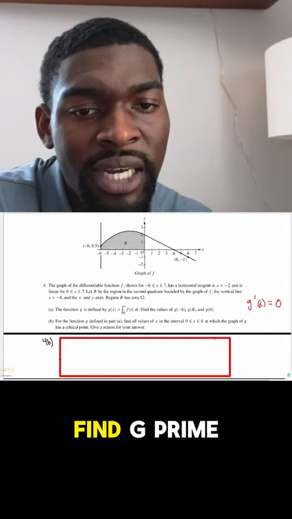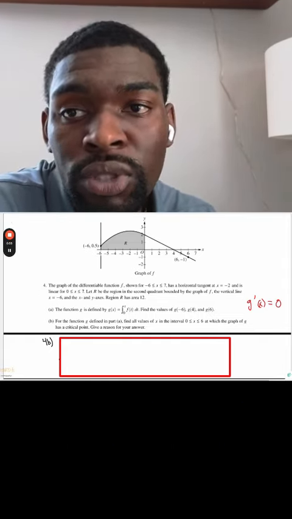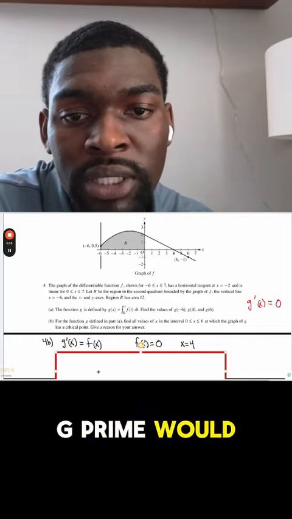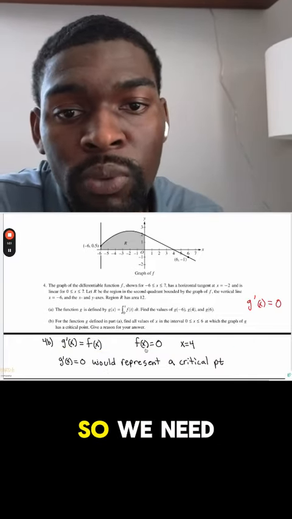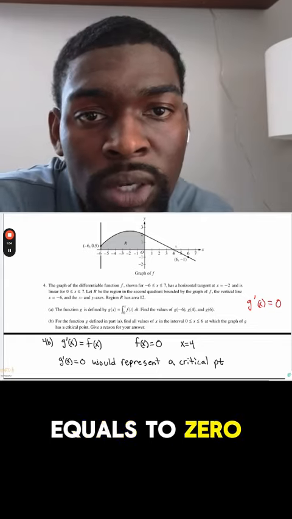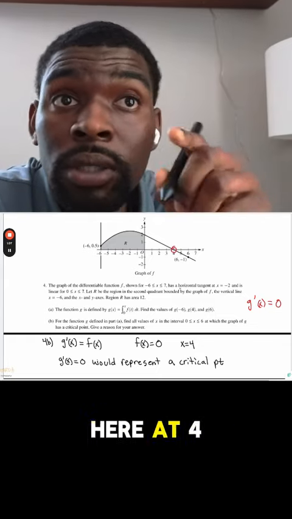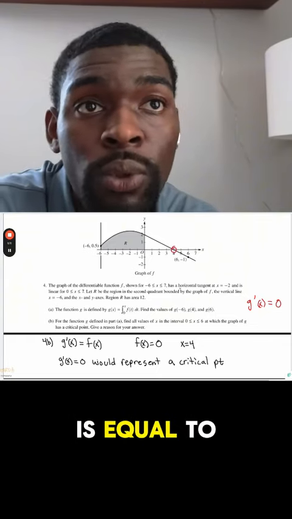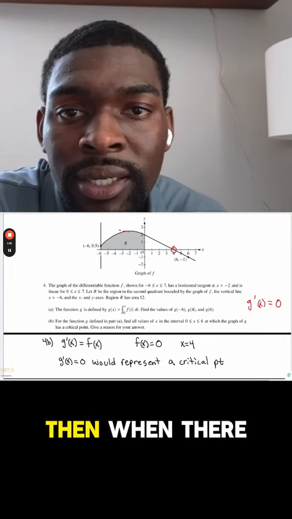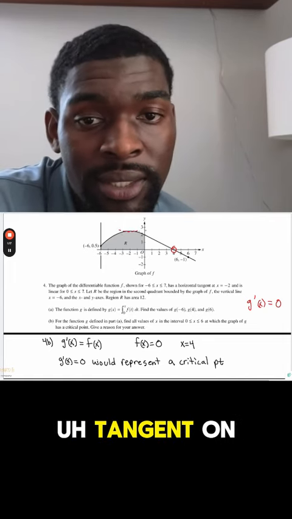But the question is, do you know how to find G prime? You should, because we will have to use the fundamental theorem of calculus part 2. So G prime would simply be equal to f of x. So we need to look on our graph and see when f of x is equal to 0, which would be here at 4. Now, think here that they're asking when f of x is equal to 0. That's a different question than when there's a horizontal tangent on f of x.